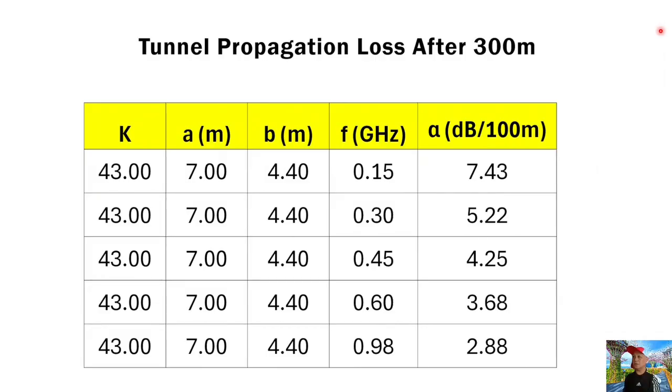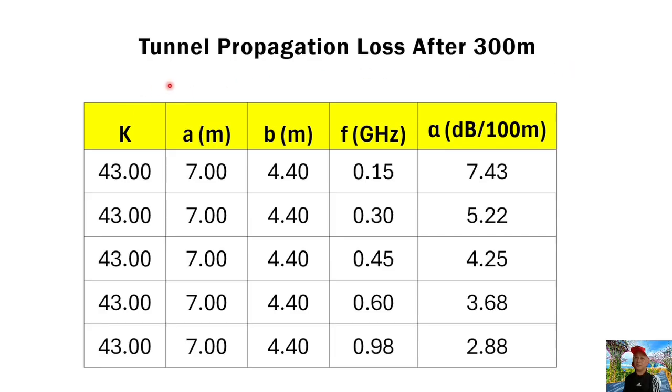So here are some of the calculated results. This is the tunnel propagation loss after 300 meters. Because the loss inside 300 meters of the transmitter, we can't calculate this way. It is not accurate. But anyway, the calculation of propagation loss within 300 meters is not important, because the signal is always strong enough for your receiver.